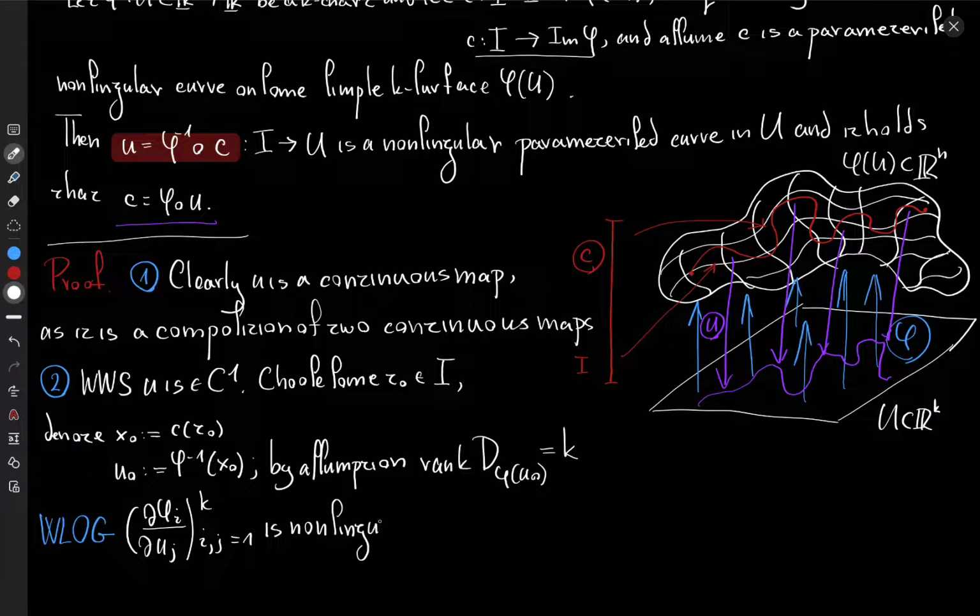Why is it without any loss of generality? Because if it wasn't like this, there are k independent columns, so we would just rearrange them, right? It would just be a matter of a change of notation, which we can't be bothered with. We have more important things to do. So without any loss of generality, assume we already have everything in place. But if it weren't, we would know how to fix it. We'll assume that this is non-singular.